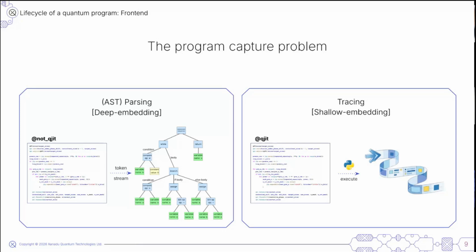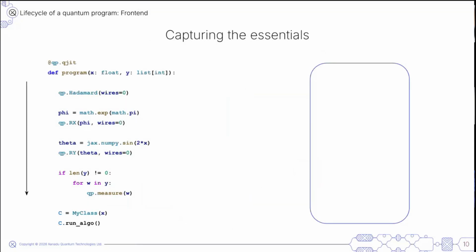So the one on the right, which is shallow embedding, or what we call tracing, is the approach we've taken at Xanadu. We have this decorator called QJIT, and the whole idea of QJIT itself is that its focus is capturing the essentials of a program.